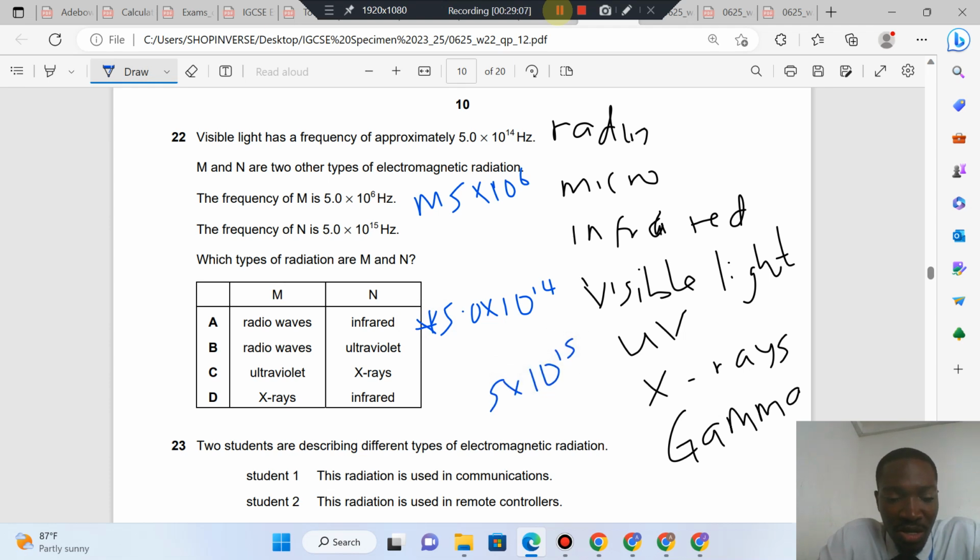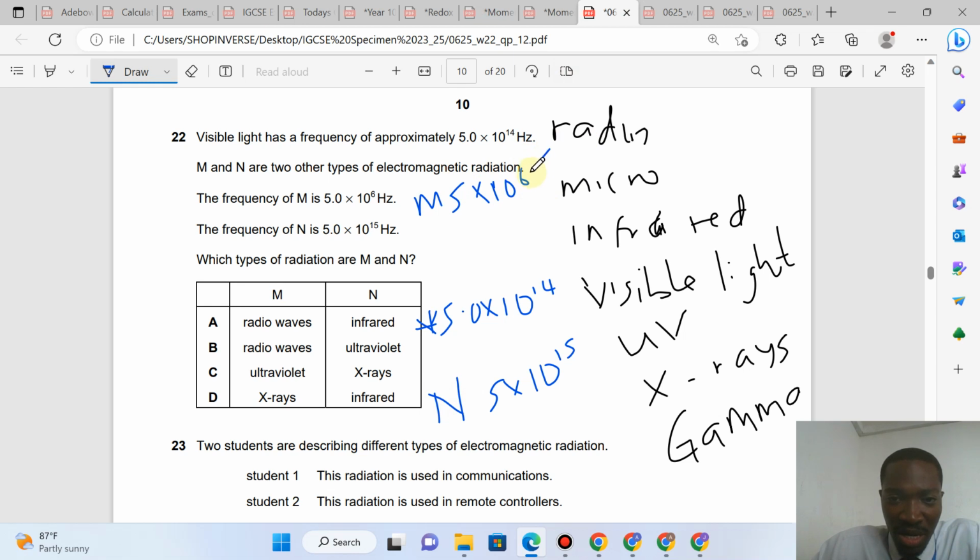Now the question says, which type of radiation are M and N? We have radio waves. It's possible for M to be radio waves. That's good. Then N, infrared. N cannot be infrared because the frequency of N is higher than the frequency of visible light, and we have this value for visible light.